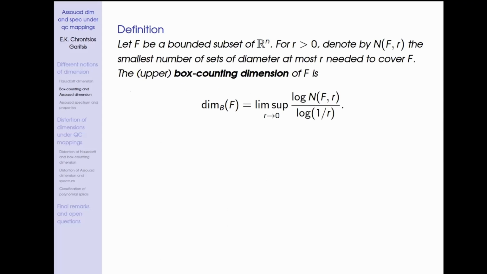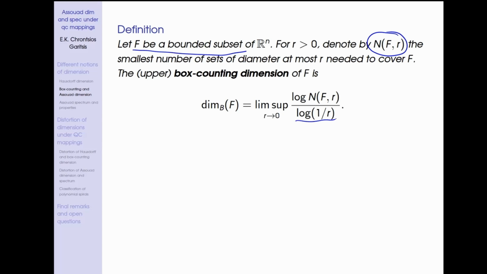Let's move on to the box counting dimension. This is defined for a bounded set, and it will become clear why. Denote by N(F,R) the smallest number of sets of diameter at most R we need to cover F. The upper box counting dimension of F is the lim sup of log N(F,R) over log of 1 over R. If we replace lim sup by lim inf, we get the lower box counting dimension. If the two are the same and the limit exists, that's the box counting dimension of the set.